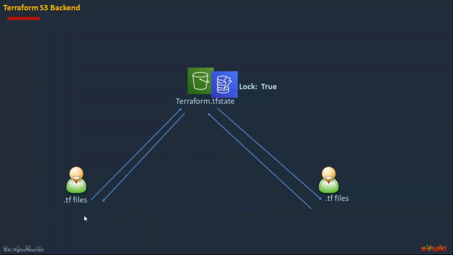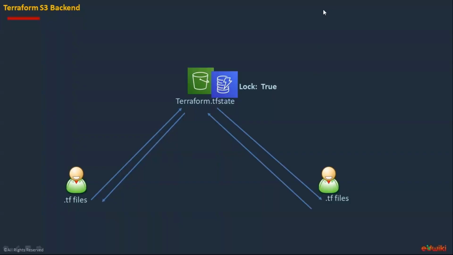While the apply command is in process, if a second user tries to run the apply command at the same time, referencing the same S3 bucket, then Terraform will fail. Terraform says, hey, I just looked into the lock status in the DynamoDB table and it says true. Looks like someone else is already using the state file. You can't use the state file now. So the Terraform apply will fail for the second user while the first user is already in the process of applying.